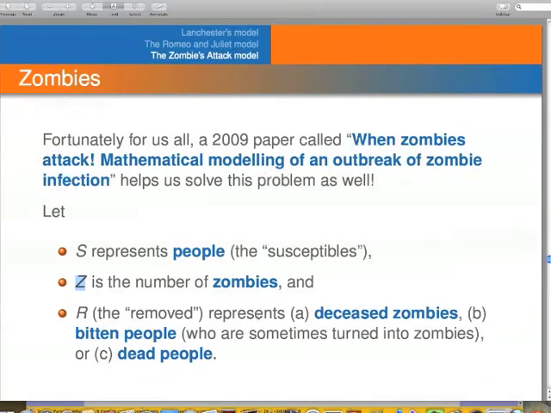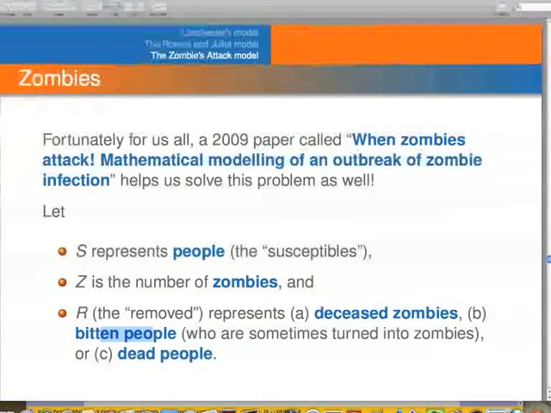Now, in this George Romero model, we'll have different types of people that are not susceptible and not zombie. They could be dead, people who have died. They could be bitten people who are now infected, for example. So the bitten people will turn into zombies eventually. After several hours, they tend to turn into zombies.